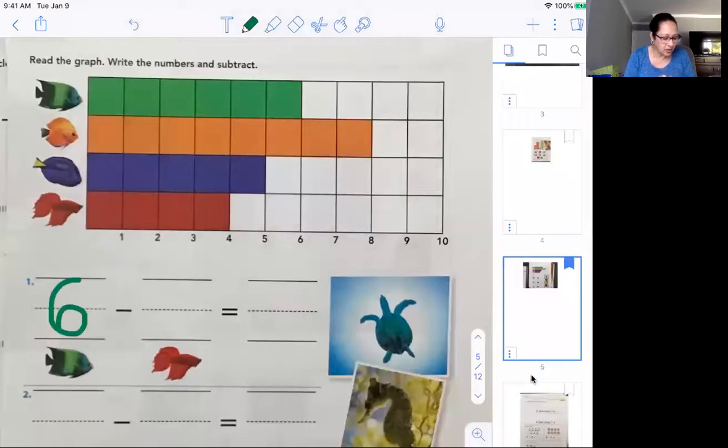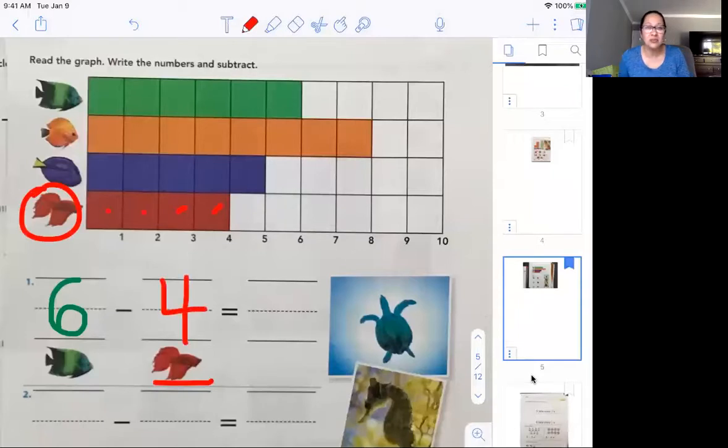Now look here how beautiful this other fish is. Is that a red fish? Yes, red fish, right? So let's look for the red fish right here. How many red fish are there? 1, 2, 3, 4. How many? 4. So you're going to write 4 right here. That's the number problem that you wrote.